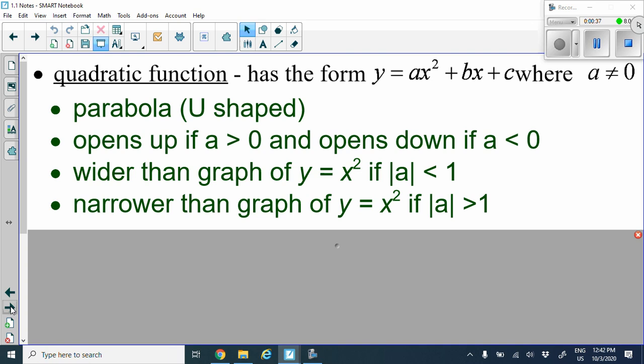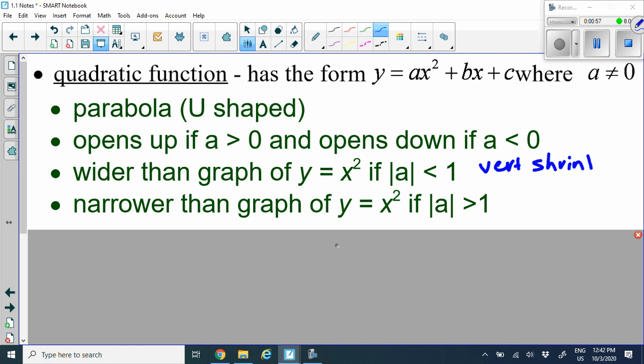Now, going back into our transformations, remember if a is greater than 0 or positive, then our graph opens up. And if our a value is negative, it opens down. When the absolute value of a is less than 1, then our graph is wider. Okay, remember that is called a vertical shrink. And when the absolute value of a is greater than 1, that is narrower, and we call that a vertical stretch. So we're going back to some of those transformation words we talked about. So if it opens down, remember that's called a reflection, and that will usually be a reflection over the x-axis.